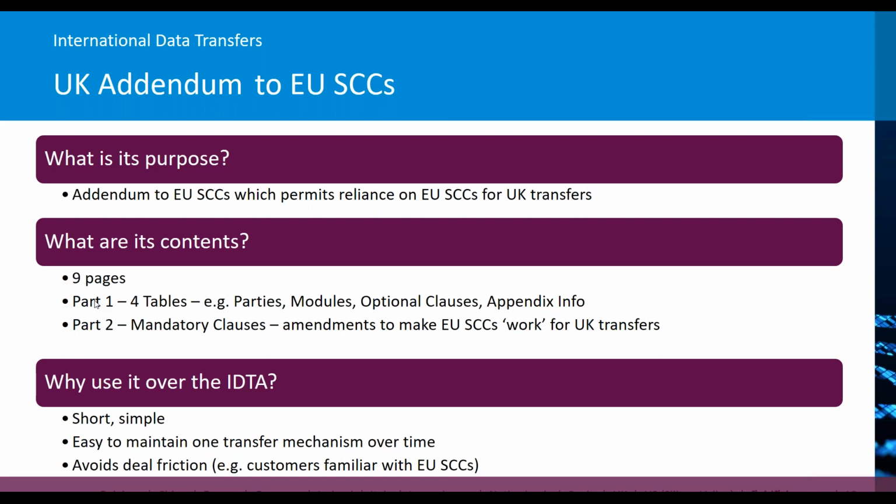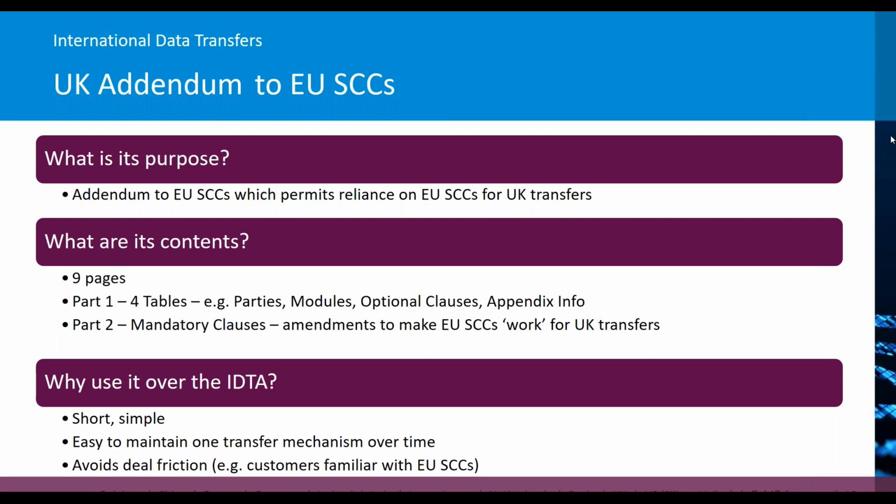So the first part is comprised of a series of tables that you have to populate with details about your data transfer. And the way that it works is that the information you're asked to populate for the purposes of Table 1 to the Addendum basically aligns with the information that you would have to provide if you were using the EU SCCs. So you have to specify which module of the EU SCCs you'd be using for the purposes of your transfer. Is it module 1 for C2C transfers, for example? And similarly, you'd have to specify which of the optional clauses within the EU SCCs you're relying on.